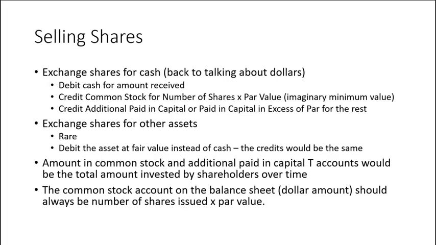Sometimes you may exchange shares for other assets other than cash. It's pretty rare, but once in a while that will happen. A company will issue shares in exchange for a building or some other thing. That building is recorded at its fair value. So instead of debiting cash for the amount of cash received, we debit building at its fair value, and our credit would be the same as if we had sold it for cash.